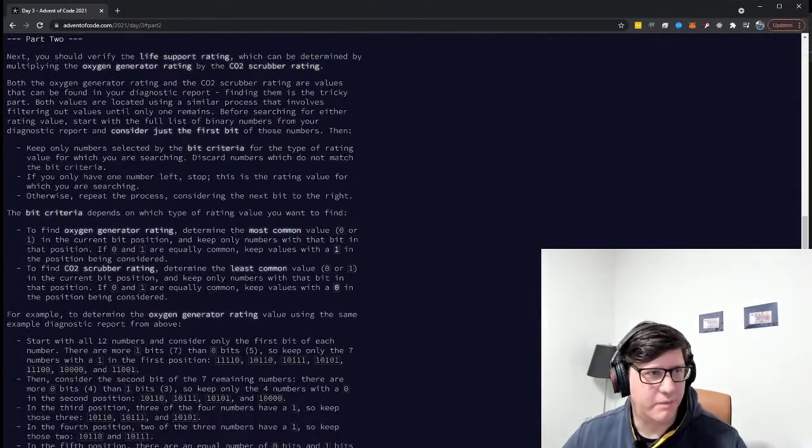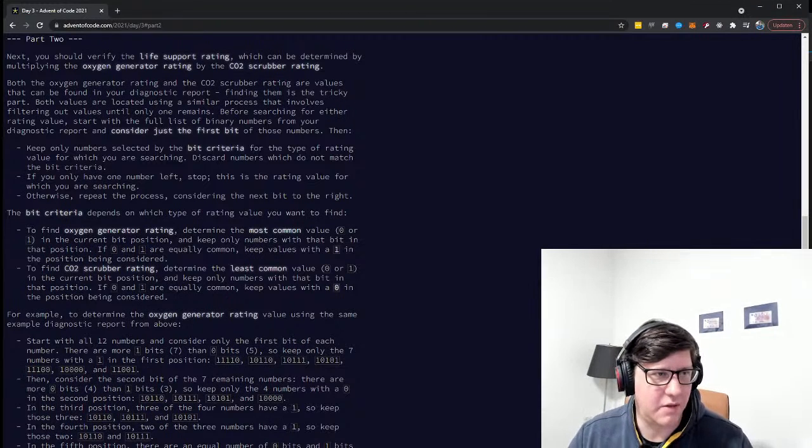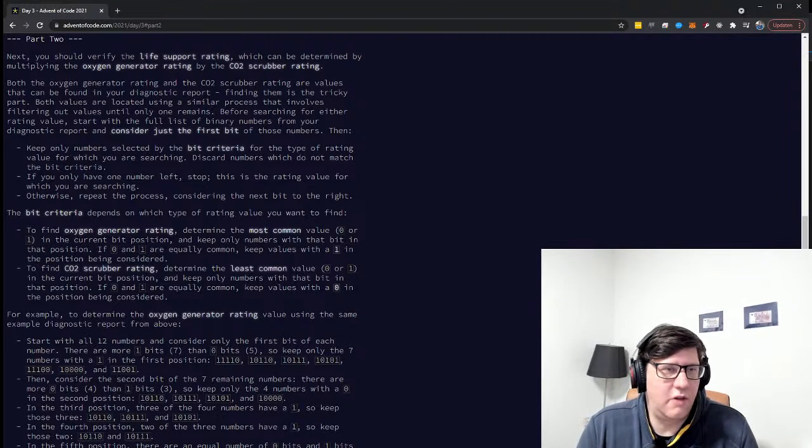So let's see part 2. And I'm curious to hear about how you solve this later when I fix part 2 as well. Let's see, next you should verify the life support rating, which can be determined by multiplying the oxygen generator rating by the CO2 scrubber rating.